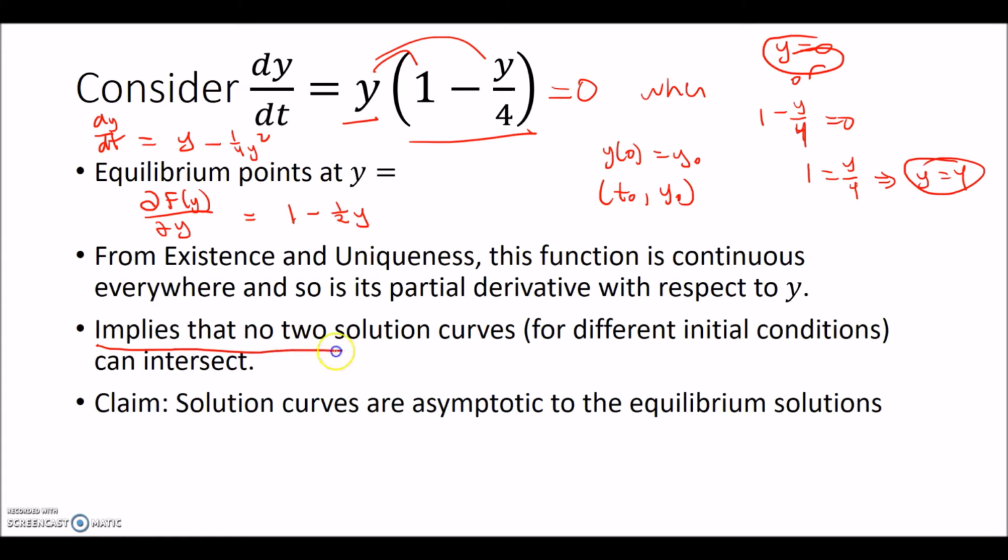This then implies that no two solution curves can intersect for different initial conditions. This is important because if I do have equilibrium points, then I have equilibrium solutions. For example, y of t equals 0 is a solution, and so is y of t equals 4. That means no solutions can cut through these, and I'm going to claim that solution curves are asymptotic to the equilibrium solutions. They can't intersect, which means they're bound, and any solution with an initial condition between y equals 0 and y equals 4 is bound between y equals 0 and y equals 4.